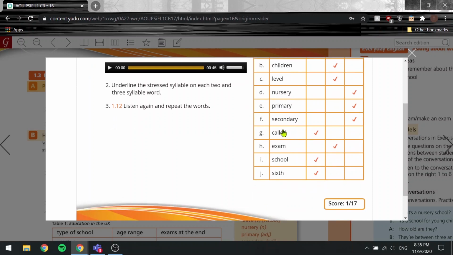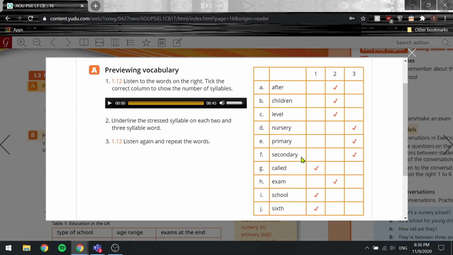Primary, okay? Again, three. Secondary, okay? So that's three syllables. Called, obviously call, and then led. So called, called is one. Sorry about that. So called is just one continuous word. So you notice how when I try to make two syllables out of it, it didn't really work with me. So called, it's just one word.